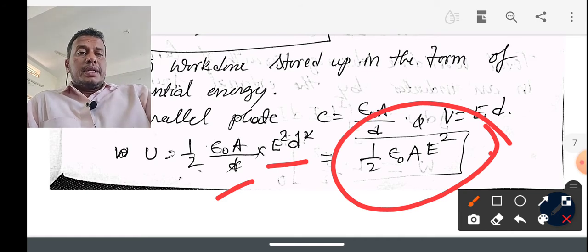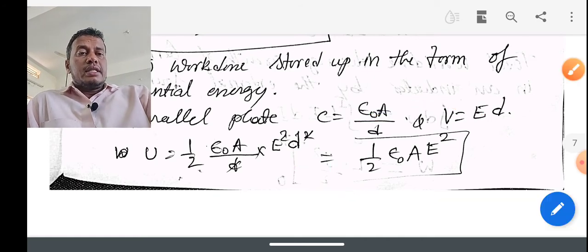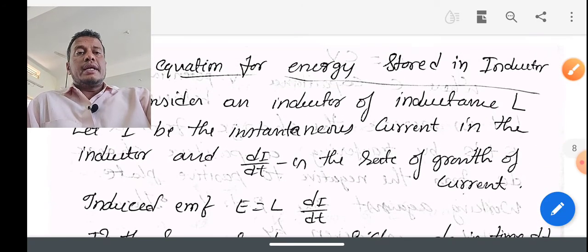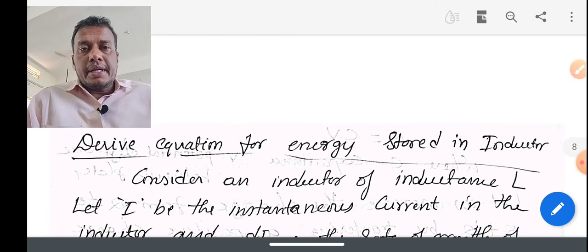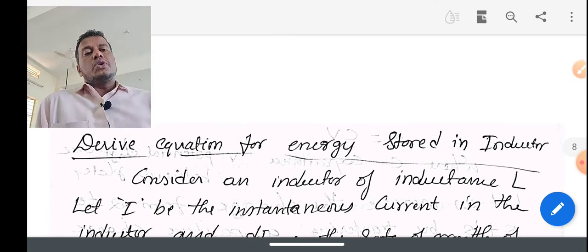Okay. Next we see how energy is stored in an inductor. Let us derive an equation for the energy stored in an inductor.